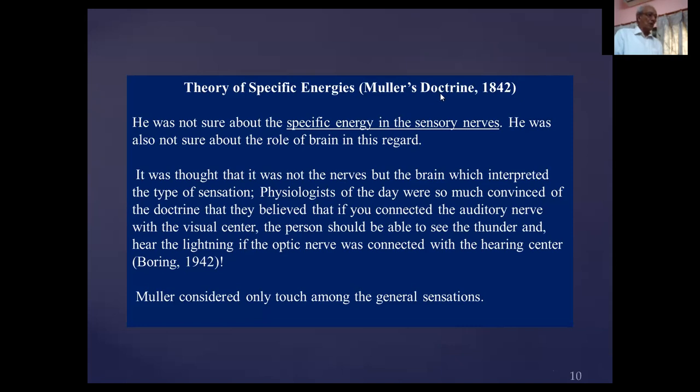We have referred to Müller's doctrine, 1842, but he was not sure about the specific energy in the sensory nerve. He was also not sure about the role of brain in this regard. It was thought that it was not the nerve but the brain which interpreted the type of sensation. Physiologists of the day were so convinced of the doctrine that they believed that if you connected the auditory nerve to the visual center, the person should be able to see the thunder. And if you connected the optic nerve with the hearing center, then the person should hear the lightning.